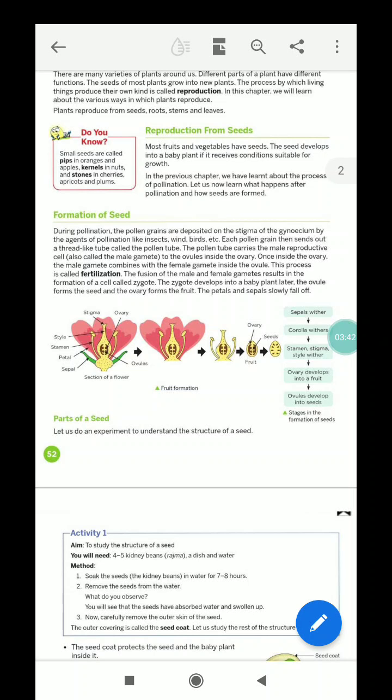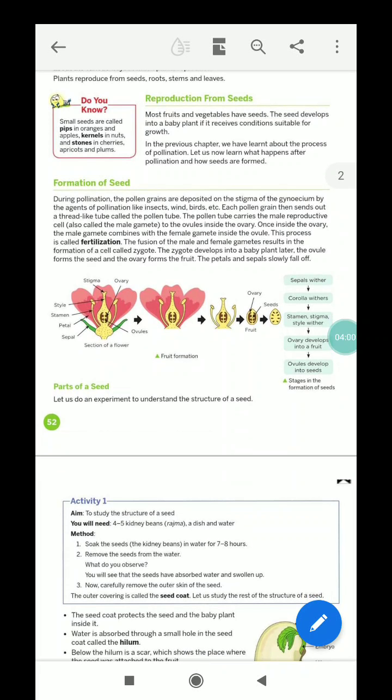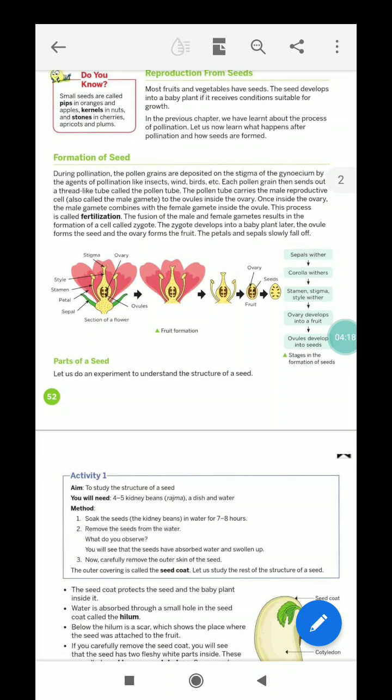So, what is fertilization? The pollen tube carries the male reproductive cells to the ovule inside the ovary. Once inside the ovary, the male gamete combines with the female gamete inside the ovule. This process is called fertilization. The fusion of male and female gamete results in the formation of a cell called zygote. So, what is zygote? It is a fusion of male and female gamete inside the ovule.